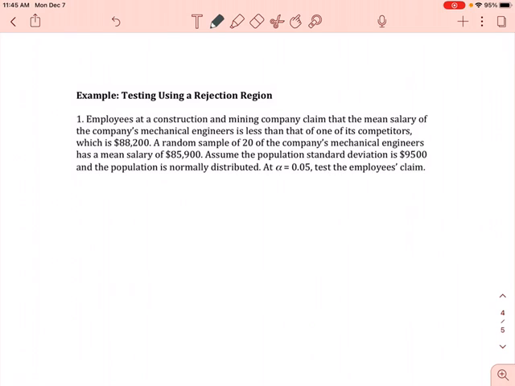I think we will. So employees at a construction and mining company claim that the mean salary of the company's mechanical engineers is less than one of its competitors, which is $88,200. Okay, so they're claiming it's less than. A random sample of 20 of the company's mechanical engineers has a mean salary of $85,900. We're going to assume the population standard deviation is 9,500 and that the population is normally distributed. At an alpha of 0.05, test the employee's claim.